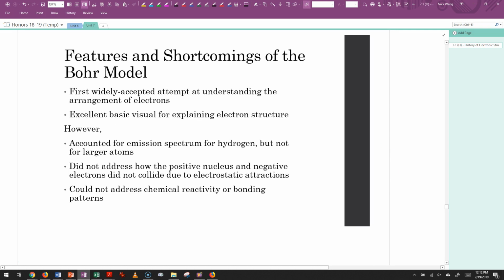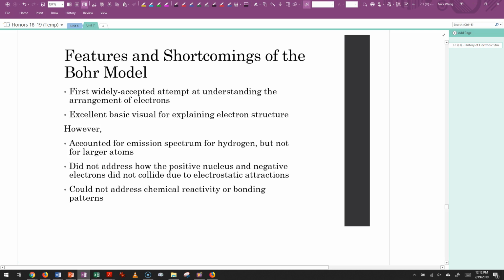A couple of features and shortcomings of the Bohr model. First of all, it is the first widely accepted attempt at understanding the arrangement of electrons. At the time, there were many people coming up with many different kinds of electron arrangements, but this one seemed to be the first that held a lot of water in the scientific community, based on the systematic approach that Bohr took to understanding electrons. It's also a really good basic visual for explaining and understanding electrons. But you'll find that the Bohr model ends up being wrong, not wholly accurate.